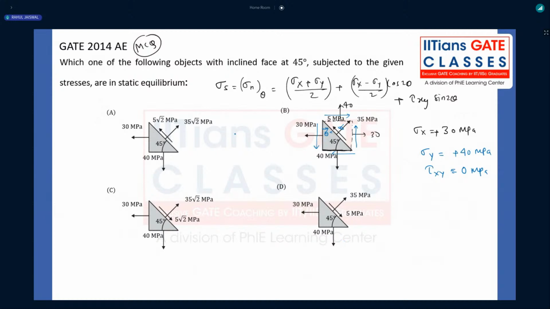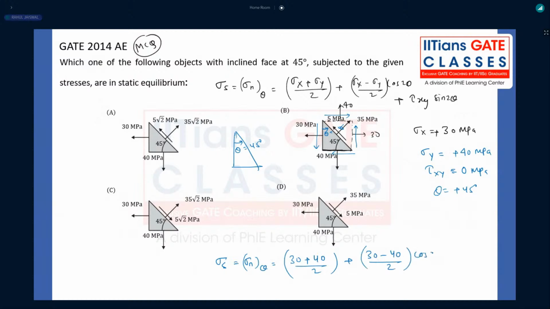Now, sigma x will be positive. What about sigma y? According to our standard sign conventions, that is 40 megapascal, right? What about tau xy? Whether any tau xy is acting? Nothing is there, right? No value has been given in the problem, so that will be 0 megapascal. What about theta? If this is 45, this will also be 45. So this particular plane is making an angle theta equal to 45 degree with this plane. Then theta will be plus 45 degree. Put those values into this formula and tell me what is sigma theta. Sigma x is 30 plus 40 divided by 2, plus 30 minus 40 divided by 2 cos 90 plus 0.